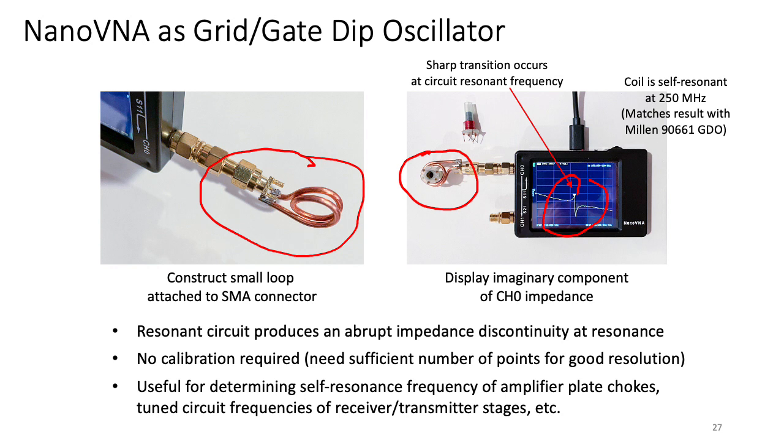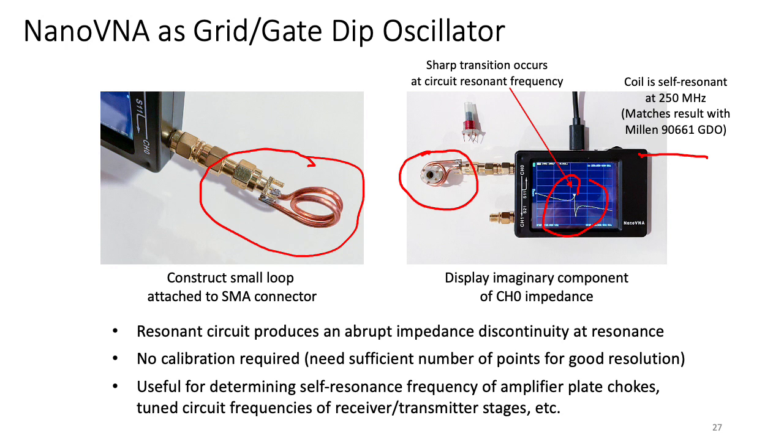At that abrupt change, you've reached the resonant frequency of that tuned circuit. So what we notice here is that the coil is self-resonant at roughly 250 megahertz. I took an old Millen 9661 grid dip oscillator and did the same experiment, and sure enough, it lines up right on 250 megahertz. So again, resonant circuits produce an abrupt impedance discontinuity, and you can measure that by loosely coupling the NanoVNA to that resonant circuit.